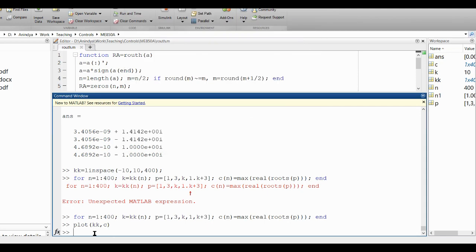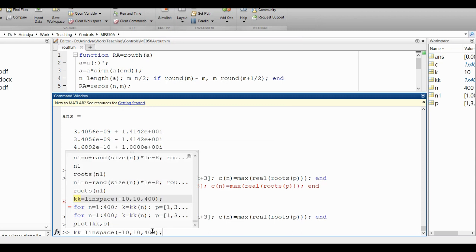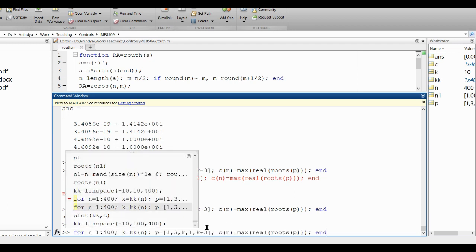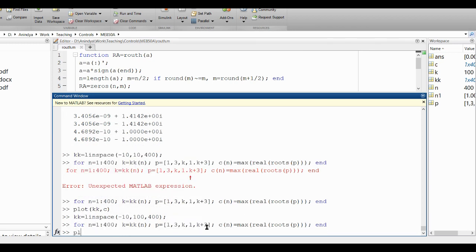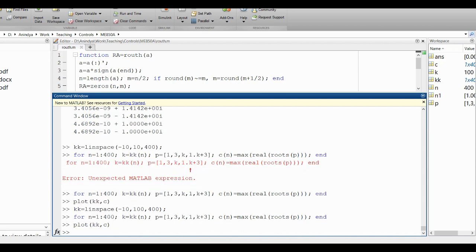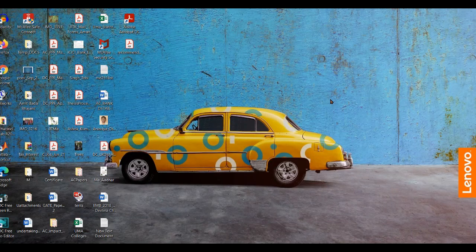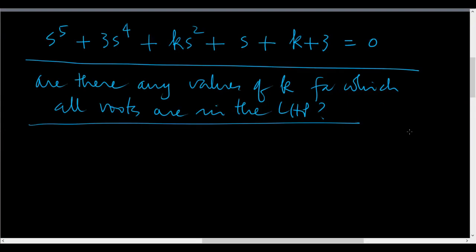All right, let's try once more. kk equals, let us say, 100. Well, it's only asymptotically approaching 0. So this is one where we didn't get such a nice result. There is simply no value of k for which all the roots are in the left half plane. That's fine. Let's go back here and look at this one using Routh-Hurwitz.